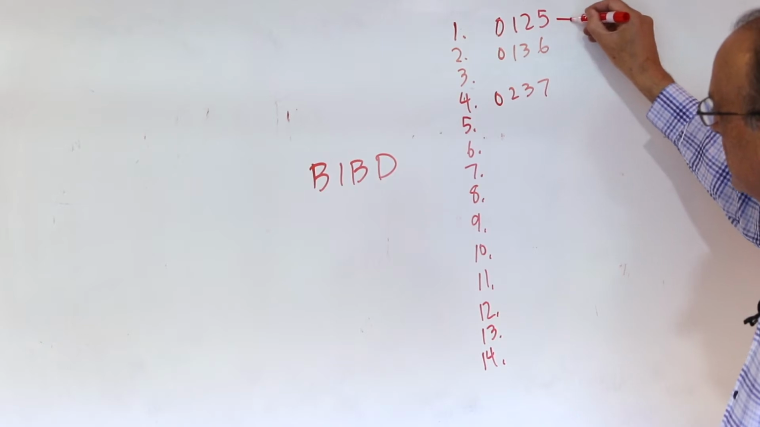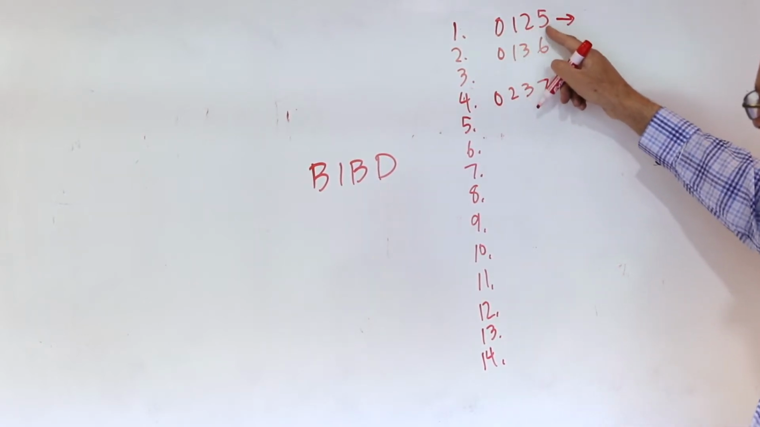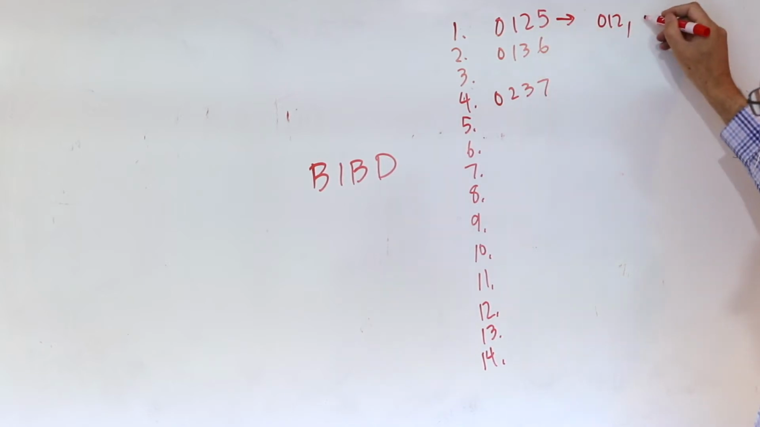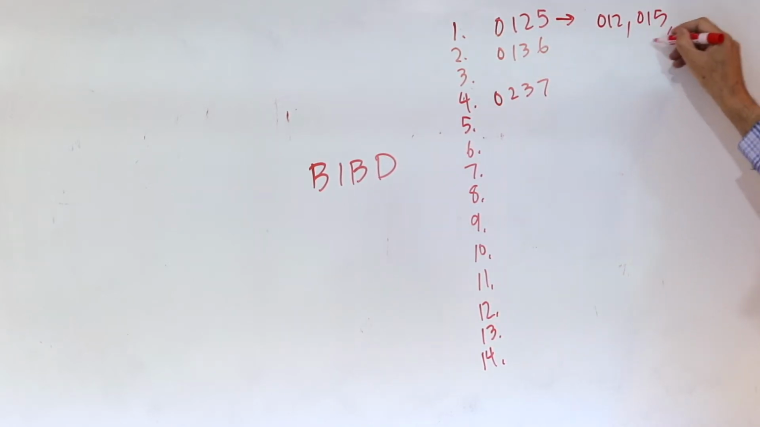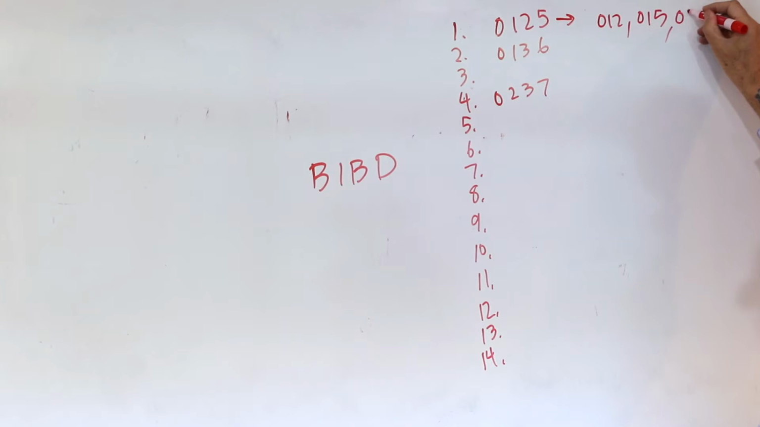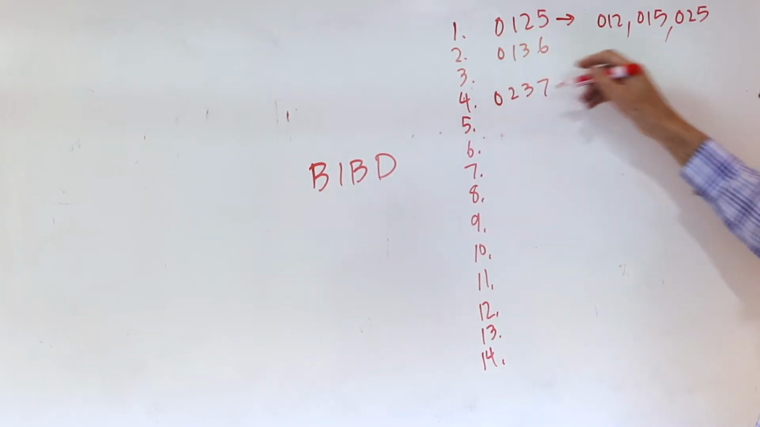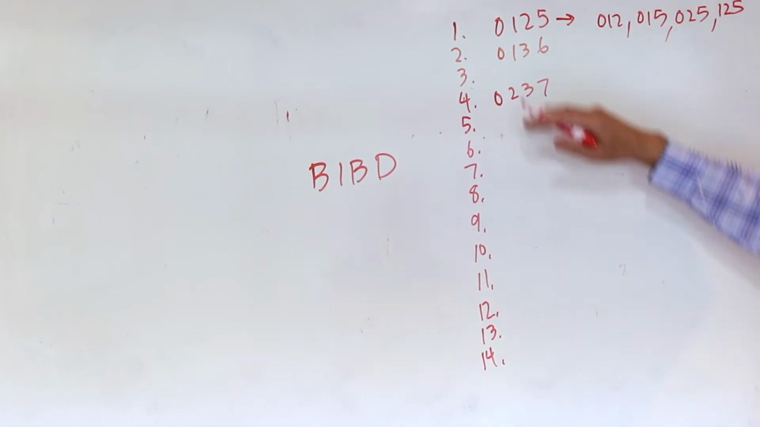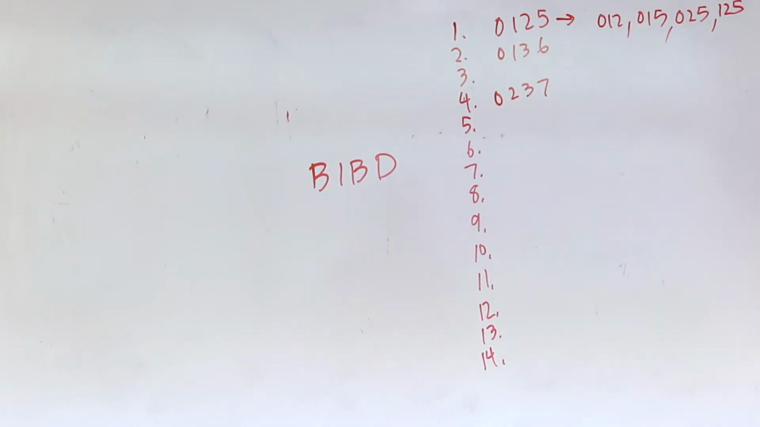So for example, again, 0, 1, 2, 5. If you don't use the 5, you get 0, 1, 2. If you don't use the 2, it's 0, 1, 5. If you don't use the 1, it's 0, 2, 5. If you don't use the 0, it's 1, 2, 5. So the idea is to come up with 14 quadruples where the triples never get repeated.